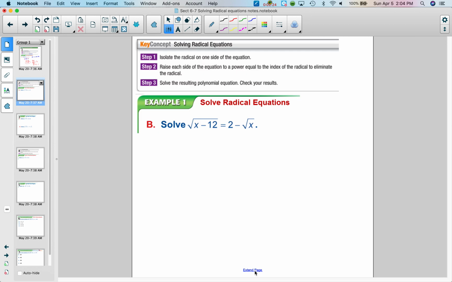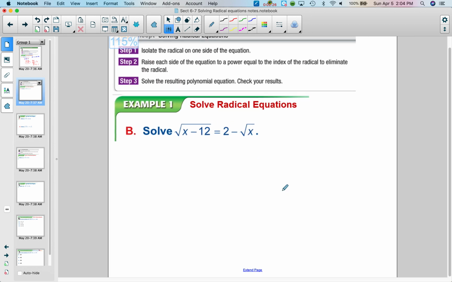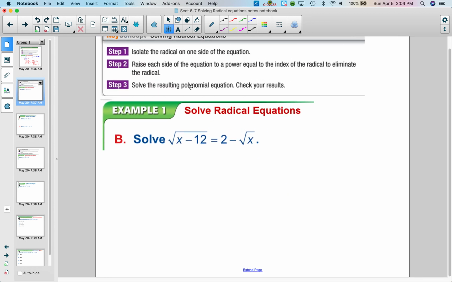Next question. Now you'll notice on this one, remember the first step is to isolate the radical on one side of the equation. We have 2 radicals. So what do we do then? Well, this is a multi-step problem. You can't get it by itself because you have 2 of them. But I have 1 of them by itself. So we're going to start with that.